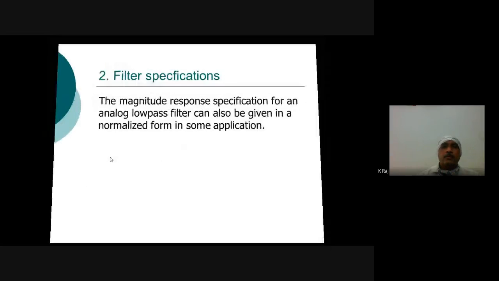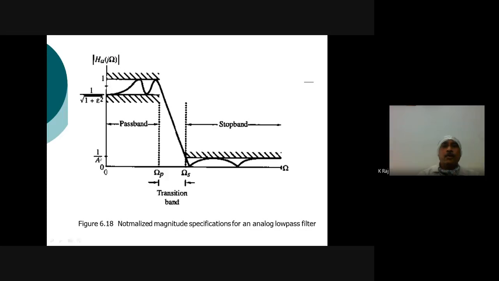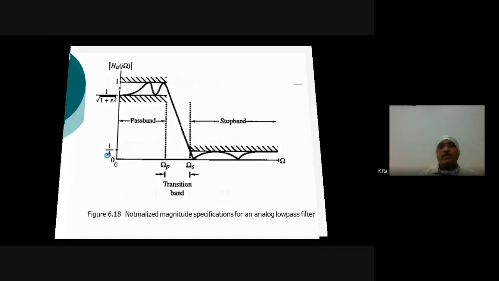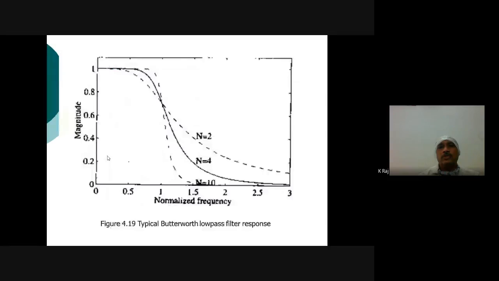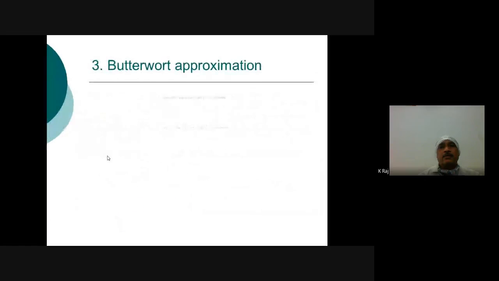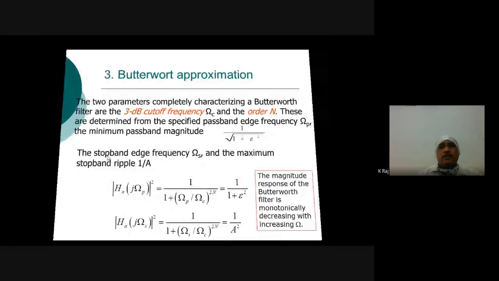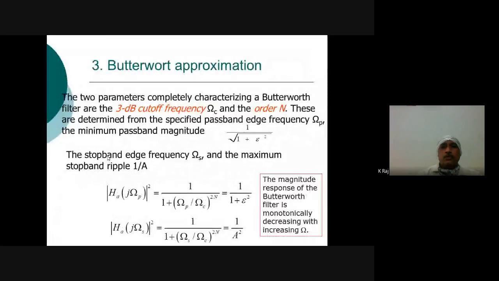Here, this one. In the normalized approximation, when omega becomes omega p, what is the value of this one? This is equal to 1 upon square root of 1 plus epsilon square. And when omega becomes omega s, this value is equal to 1 by A. That's why we are considering these two representations here, that are considered as omega is equal to omega p and omega is equal to omega s.